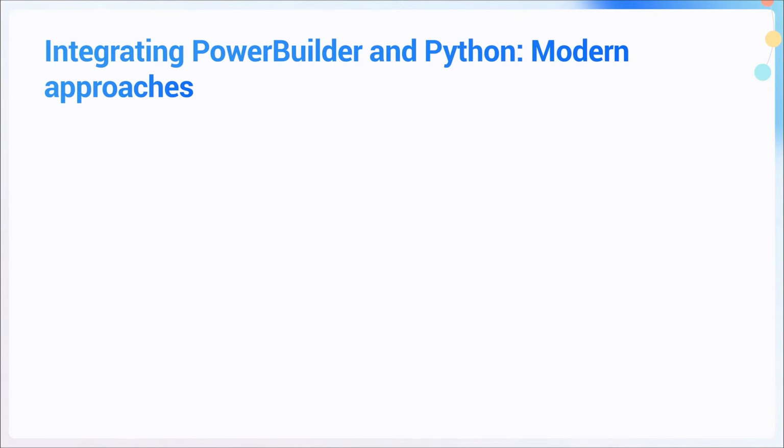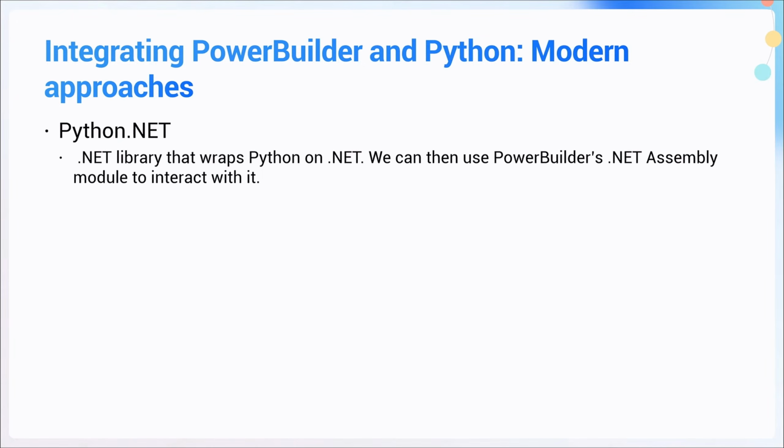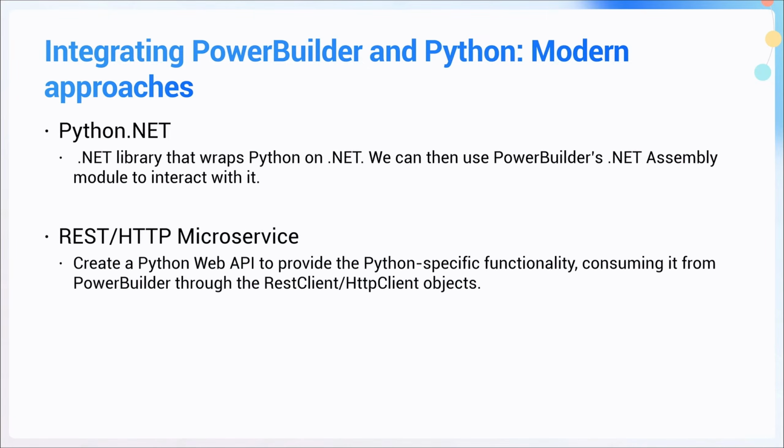Here's a couple of approaches for using Python libraries from PowerBuilder. First, Python.NET, which is a .NET library that wraps Python on .NET. We then can make use of PowerBuilder's .NET assembly tool to interact with it. The second one would be to create a Python REST web API that provides the Python functionality as microservices. We can then consume these services in PowerBuilder through the REST client or HTTP client objects.